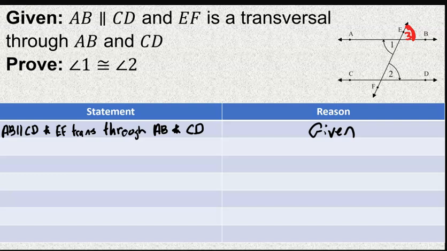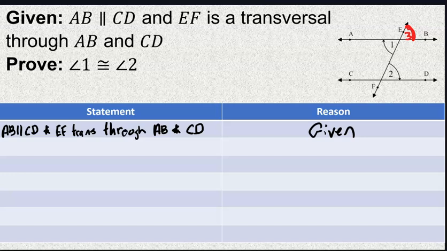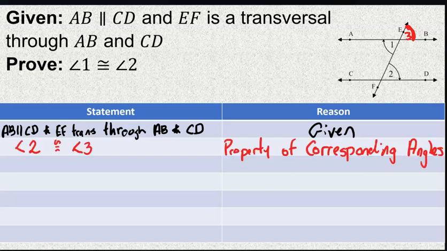What I did is I introduced angle 3, and I know that they're congruent because in the previous proof, I proved that angles 1 and 2 are congruent. So I have proven that angles are corresponding. So now I'm going to use that. My first statement is going to be that angle 2 and angle 3 are congruent. And I'm going to justify that by making clear that I recognize them as corresponding angles in the reason side.